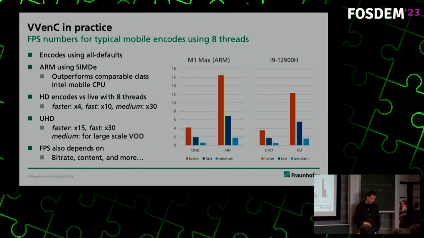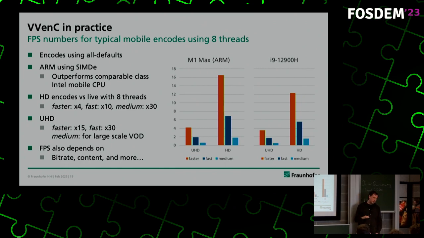All right, VVenC in practice. Everyone asks in the end, what kind of FPS can you achieve? We did some encodes on mobile workstation computers, using all defaults, which means 8 threads. For HD versus live, for faster it's around 4x live, so around 15 FPS. Medium is around live divided by 30, so around 2 FPS. I'm talking about HD 60 FPS as live.